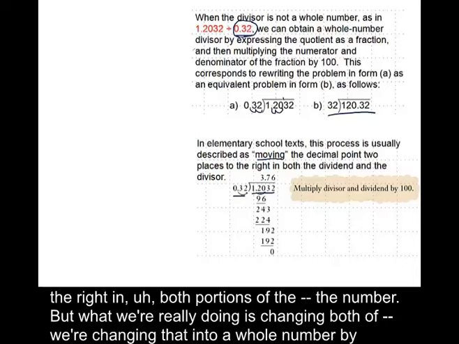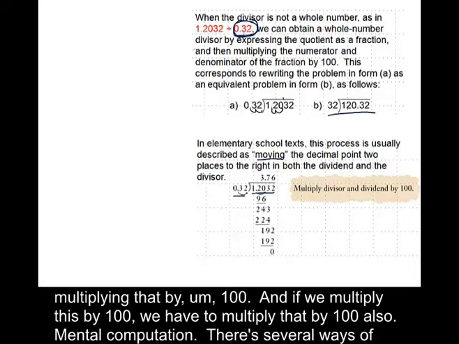But what we're really doing is changing that into a whole number by multiplying by 100, and if we multiply this by 100, we have to multiply that by 100 also.